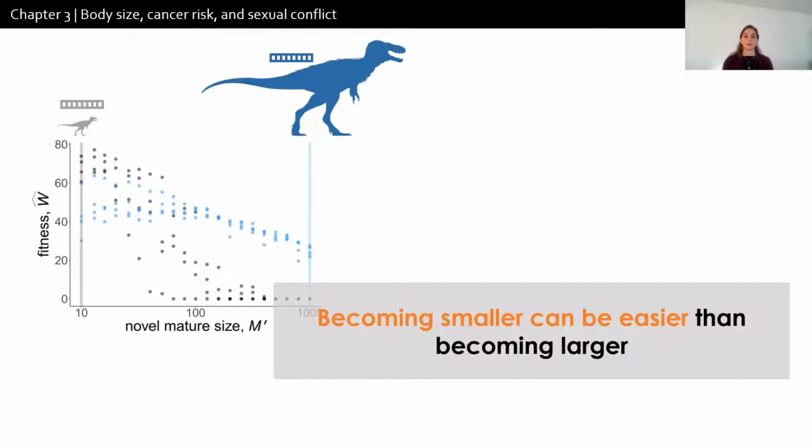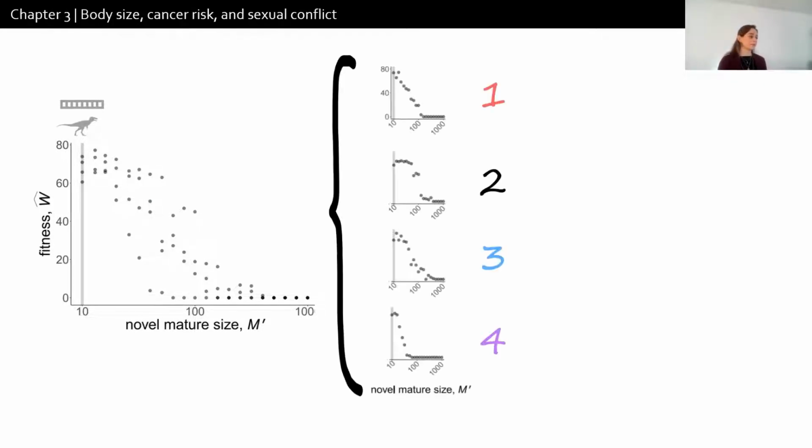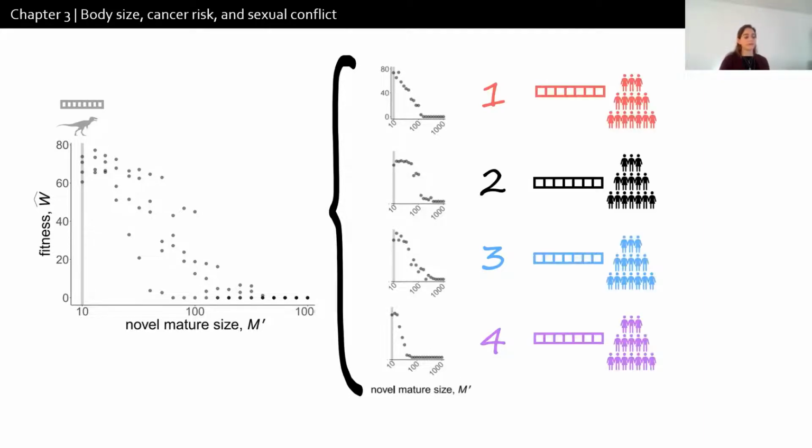So we took the endpoint of this chapter and we made use of these pre-adaptive strategies for a small size that were optimized in this chapter. So these were 4 different strategies. And we initiated 4 different populations with these strategies.